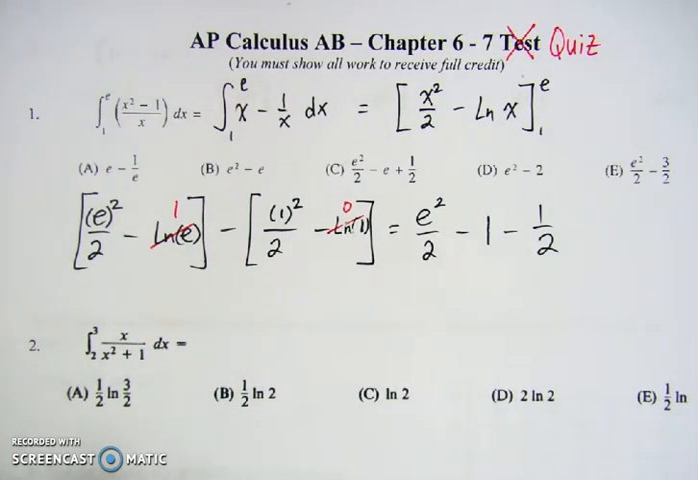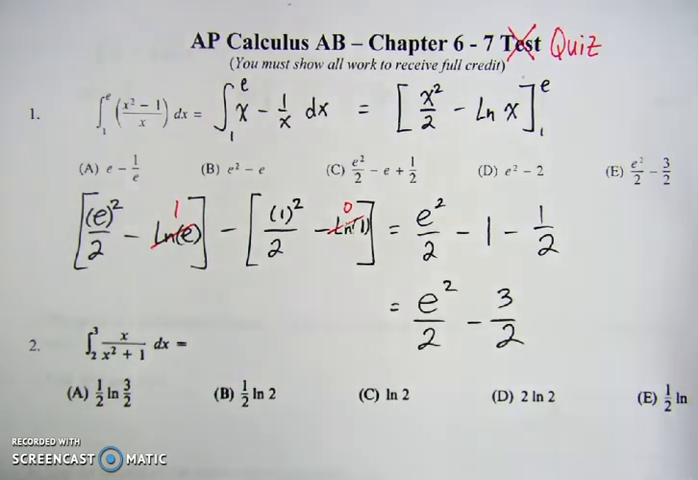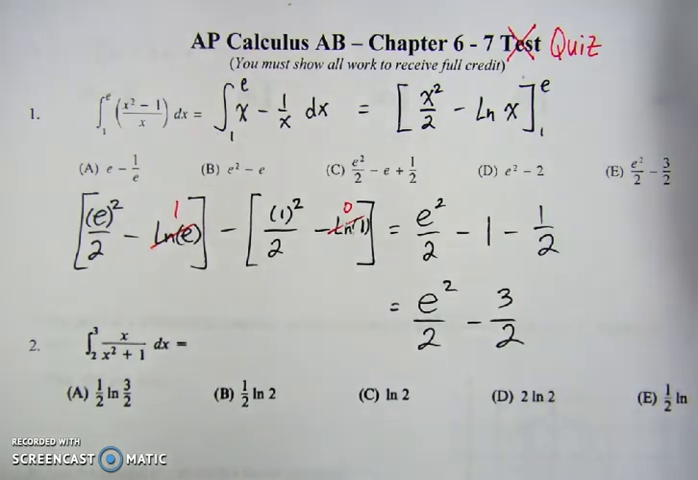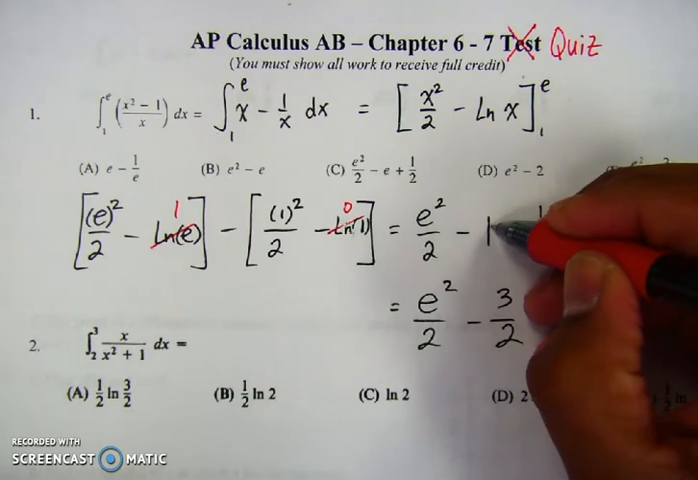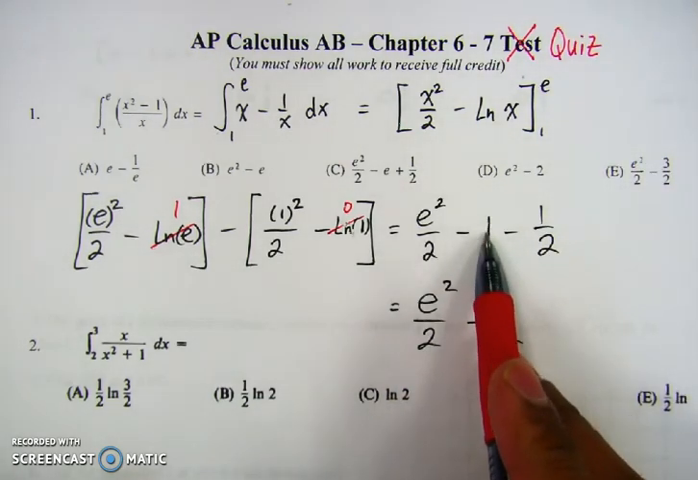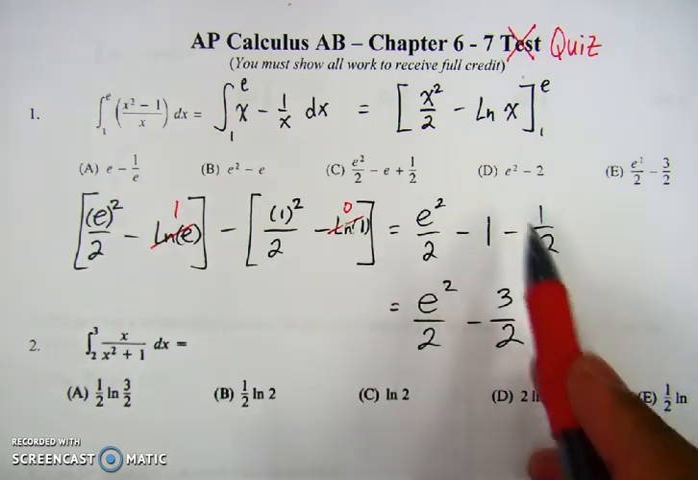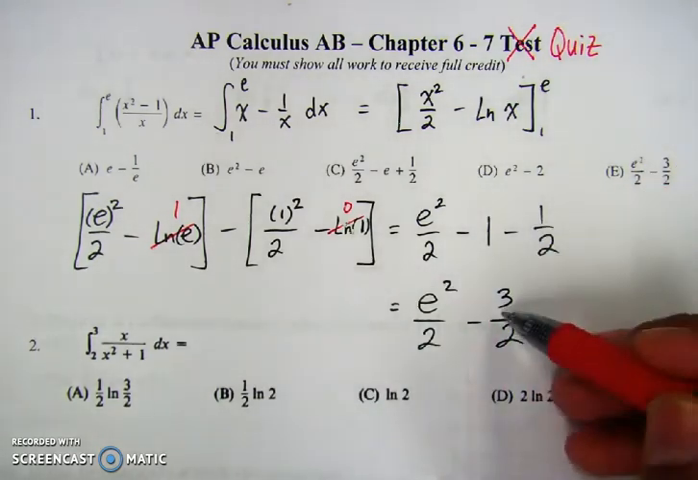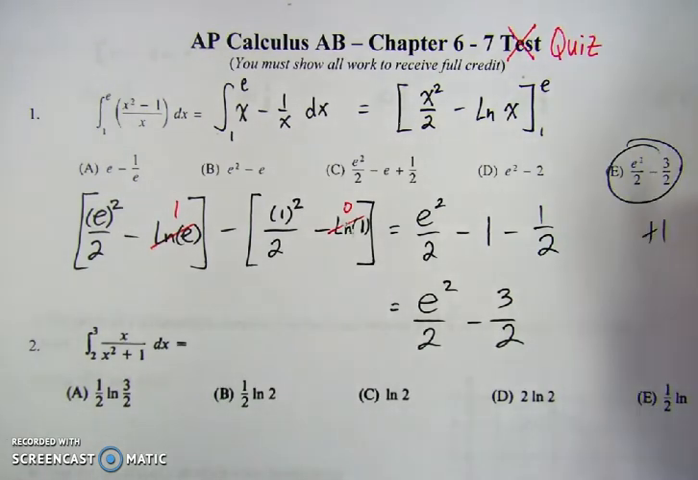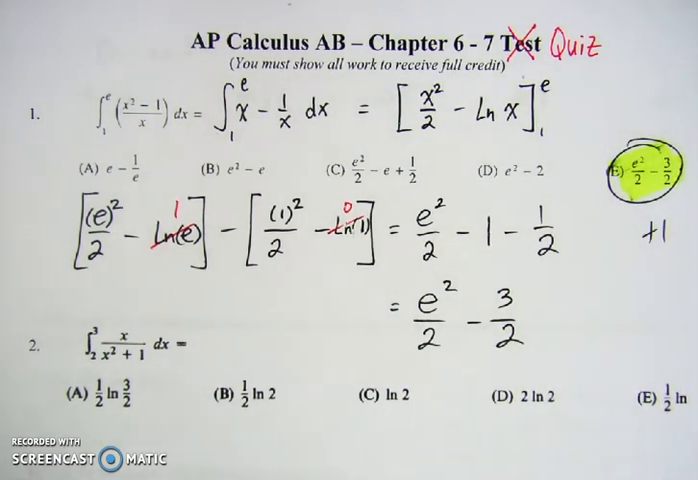And we go ahead and just do some simple arithmetic. So you get e squared over 2 minus 3 over 2. Remember, 1 is just 2 over 2, so negative 2 minus 1 is negative 3 over 2. The answer here should have been e. And this problem was 1 point. All of the multiple choice was plus 1.